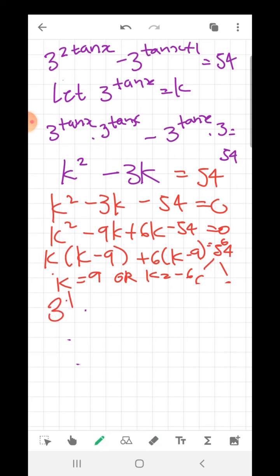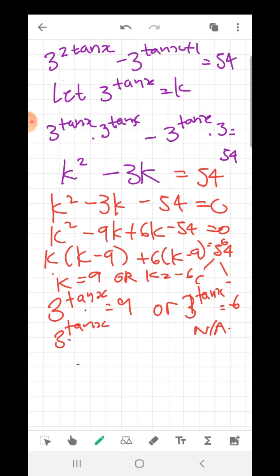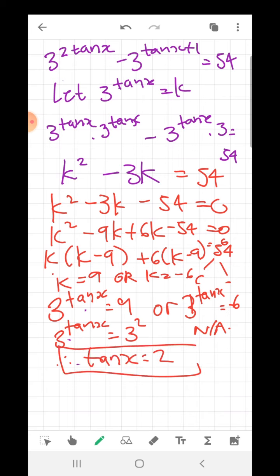So 3 to the power of tan x is equal to 9, or 3 to the power of tan x is equal to minus 6, which is no solution, because I don't know how you would be able to solve that. Then 3 to the power of tan x is equal to 3 to the power of 2. Bases are the same, so you can equate the exponents. Therefore, tan x is equal to 2. And from here, you do general solution. You're not done. That's why it was like 6 marks. So you have to do general solution after this.